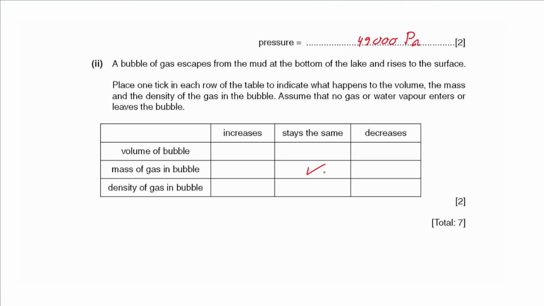But going upwards, the pressure decreases, and as the pressure decreases, the volume increases because they are inversely proportional, so volume increases. And for density, it is equal to mass divided by the volume. So density and volume are inversely proportional. So if volume increases, the density decreases.